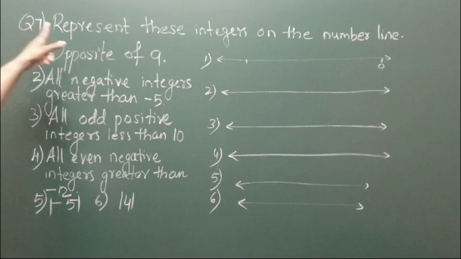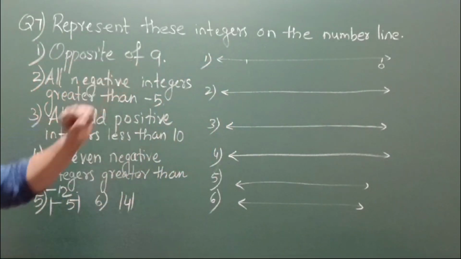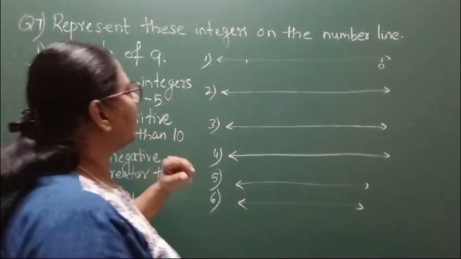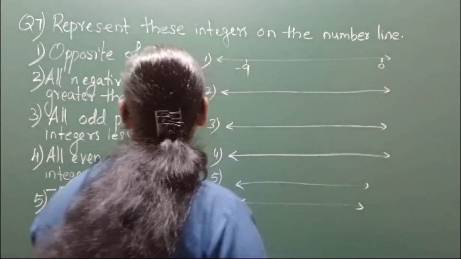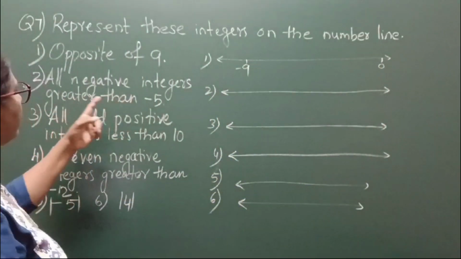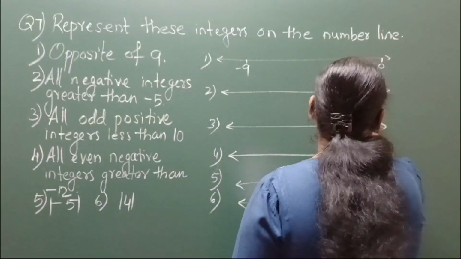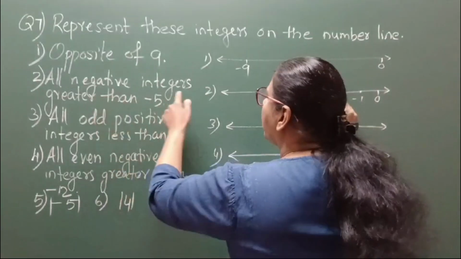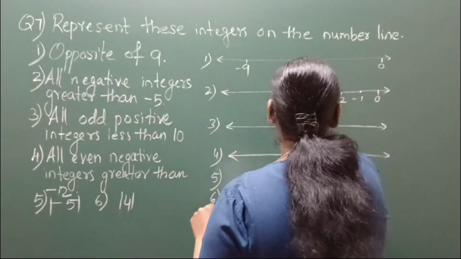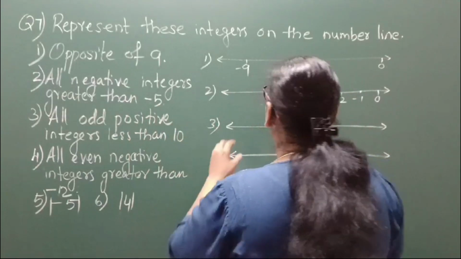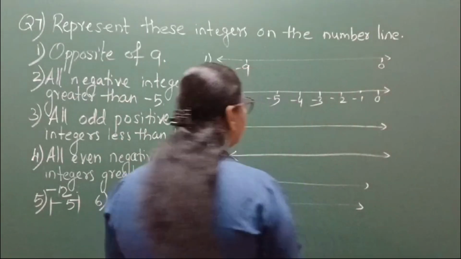Question number 7. Represent these integers on the number line. First question is opposite of 9. Opposite of 9 is minus 9. So here 0 and then here minus 9. Then all negative integers greater than minus 5. 0, minus 1. Minus 2, minus 3, minus 4 and minus 5. Greater than minus 5 is minus 4, minus 3, minus 2 and minus 1.